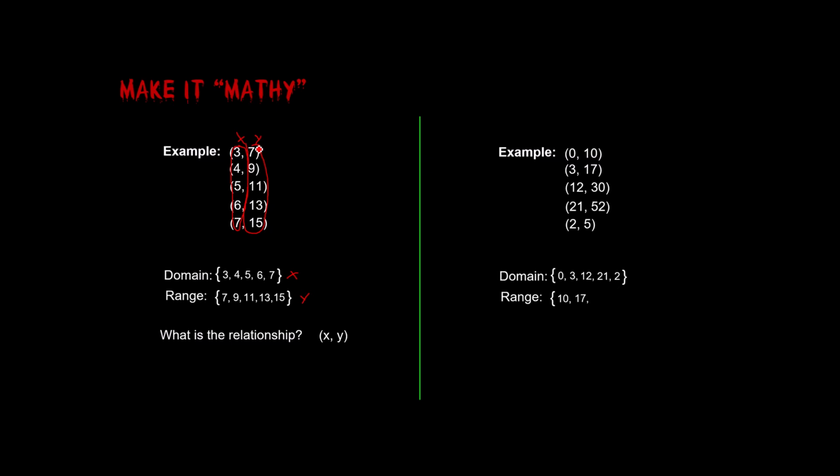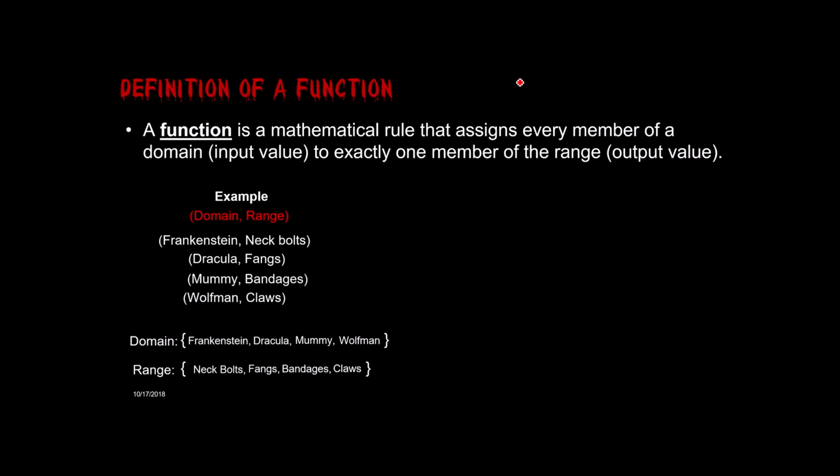10, 17, 30, 52, and 5. Not too bad, right? Relations are fairly common, and if you understand what the definition of domain and range are, they really aren't that difficult to work with. Let's talk for a minute about what a function is.